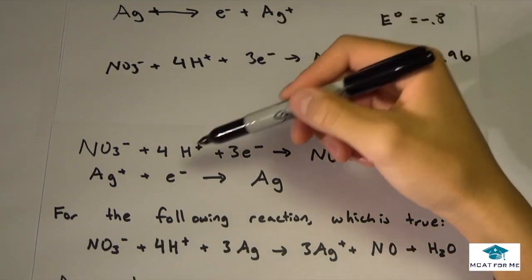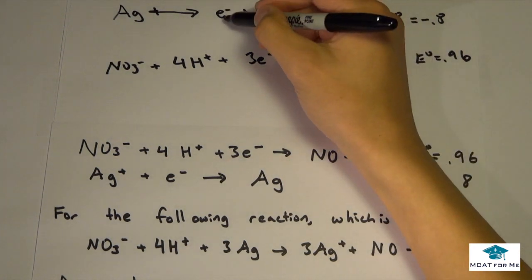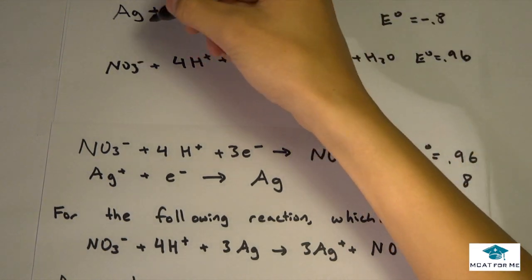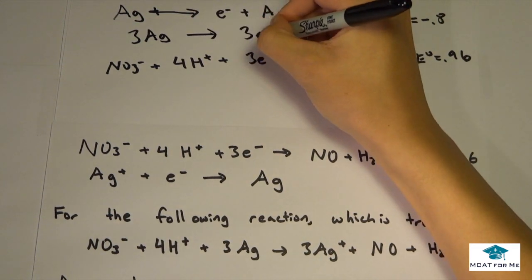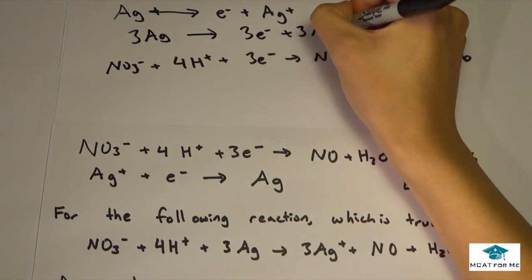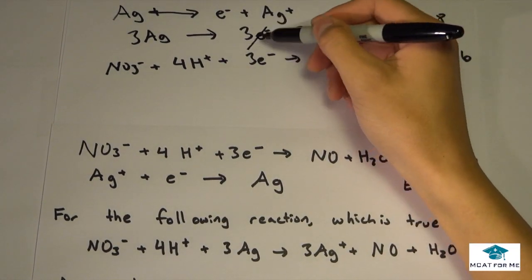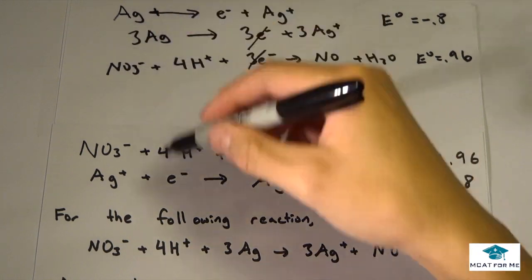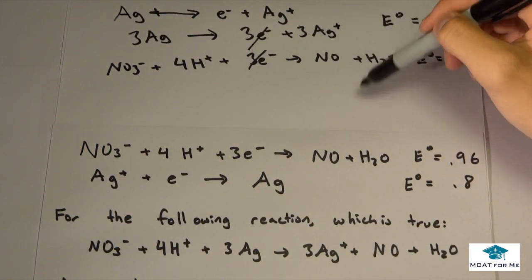But if we also notice, there's no electrons in the final equation. All the electrons are gone. So we must have had 3 electrons on this side cancel out with the 3 electrons on the left side. That means we have to multiply this by 3. And if that was the case, all these electrons would cancel, and we would get our net reaction: 3Ag, NO3 minus, and 4H plus on the left side, 3Ag plus, NO, and H2O on the right side.